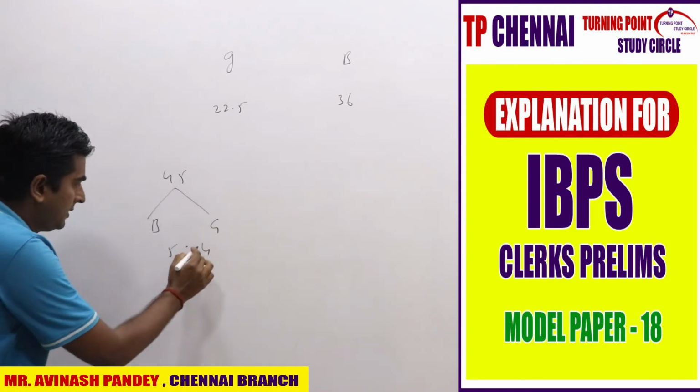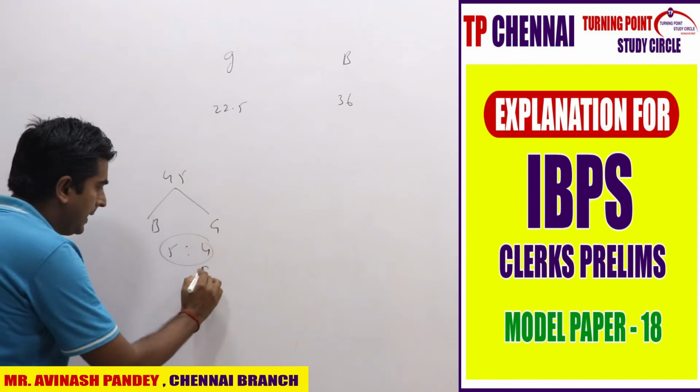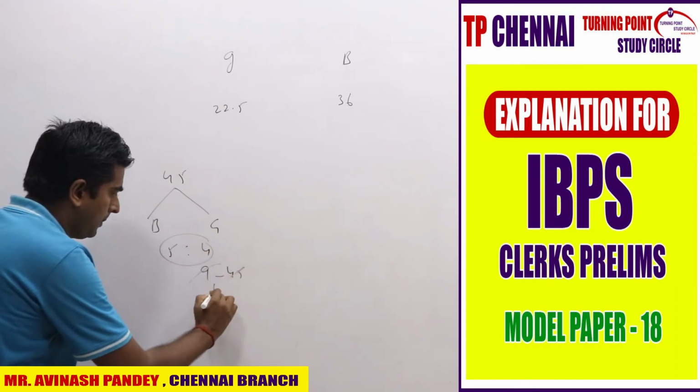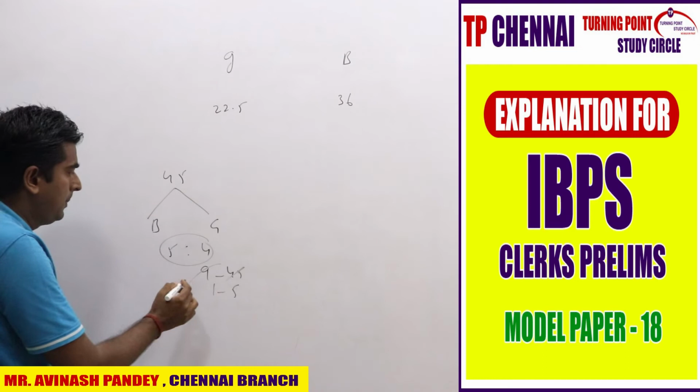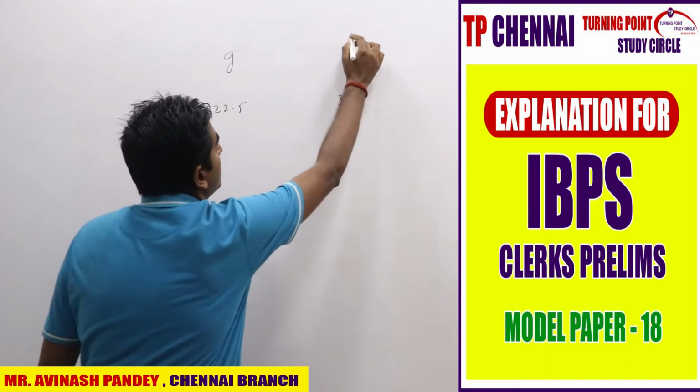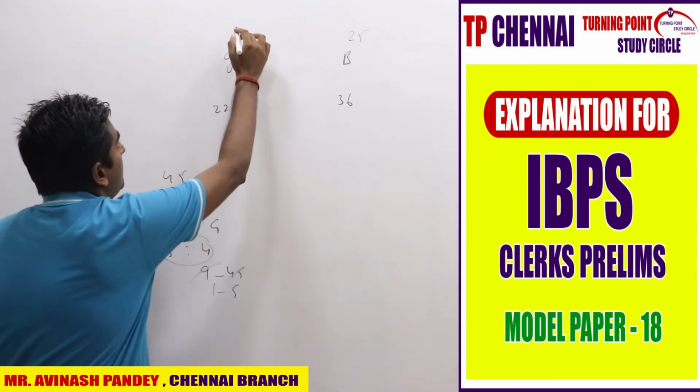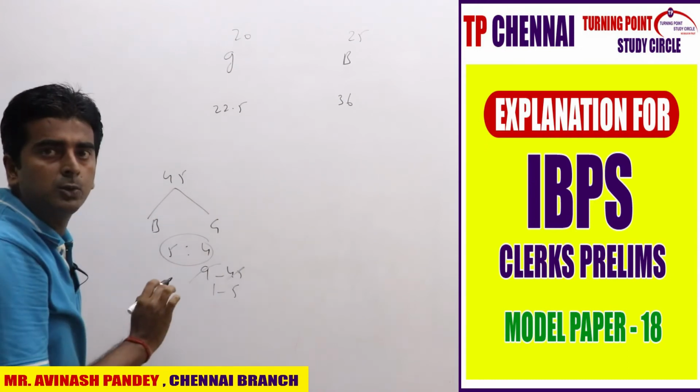It is nothing but what ratio? 5:4, right? So what is total part here? 9 part. 9 part is how much? 45. 1 part is nothing but how much? 5. So 5 part is nothing but how much? 25. So how many boys are there? 25. And of course how many girls will be there? 20, because total is 45.